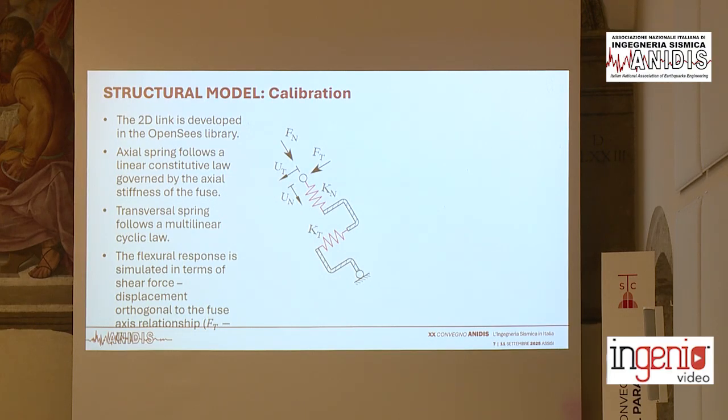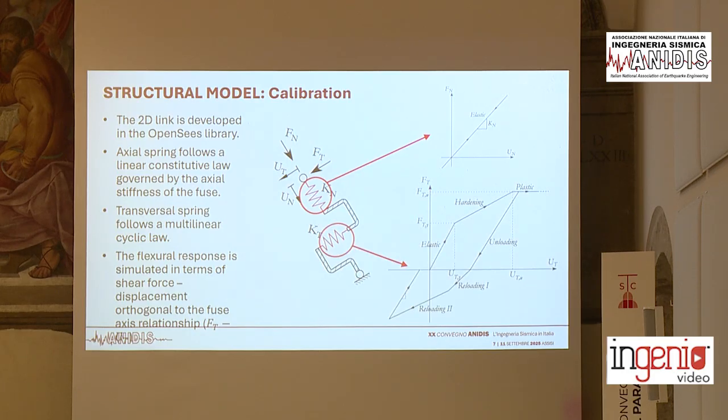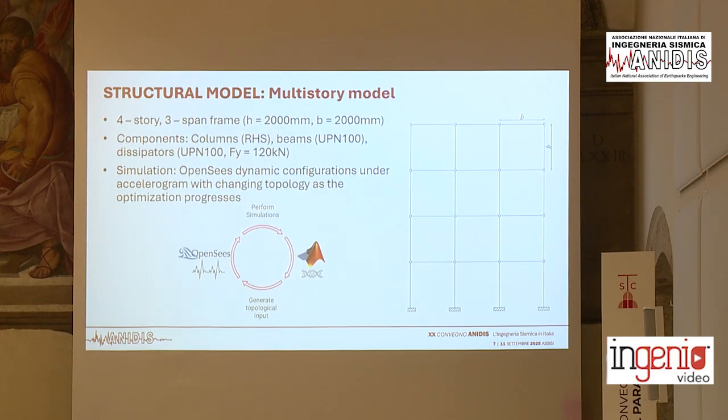As we mentioned earlier, the 2D link is developed in the OpenSees library, calibrated in the normal and transversal directions. In the normal direction, it follows a linear constitutive law governed by the stiffness of the fuse, while transversally, it follows a multicyclic law governed by the shear force and shear displacement behavior, from which we can observe the elastic, the hardening, and the plastic phase of our element. Our structural model, a 4-story, 3-span frame, is created in OpenSees, where time-series simulations are performed as well.